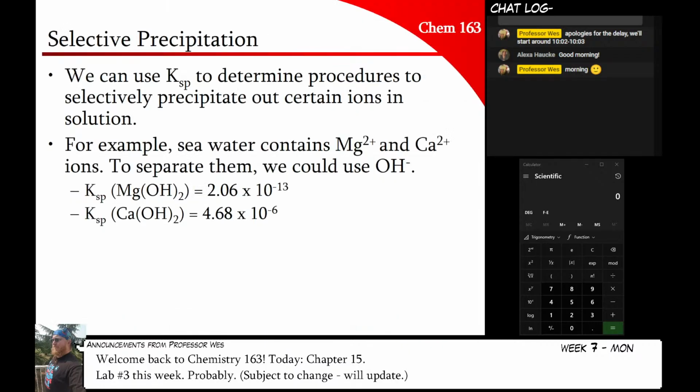All right, so we're going to be referring to that, and I've provided some of the numbers on the screen here. You can see that I have magnesium and calcium, and I'm going to precipitate them out using, say, sodium hydroxide solution. Of those two, which would precipitate out first? Well, obviously it's the one that is less soluble, the one with a smaller Ksp. So magnesium here would precipitate out first.